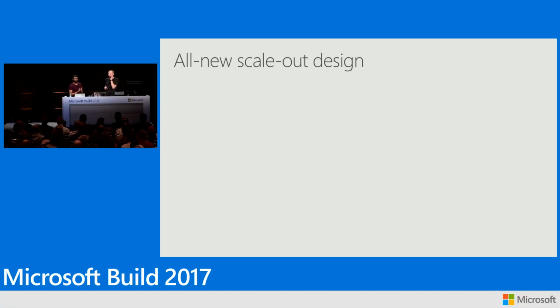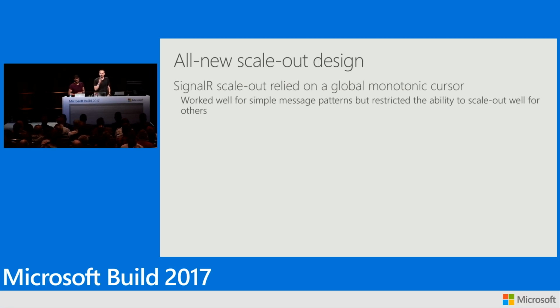All right, scale out before was magical, but quite problematic. It all relied on a global monotonic cursor. It was one number that had to be shared across the entire farm of servers that only ever went up. And everyone had to agree on the state of that number, which meant every time a message was sent anywhere on one of your servers, it had to take a lock and increment that number atomically, right? That's what a global monotonic cursor means. And it just goes up by one every time. So it worked really well for simple stuff, but it really limited the ability to scale out for different workloads.